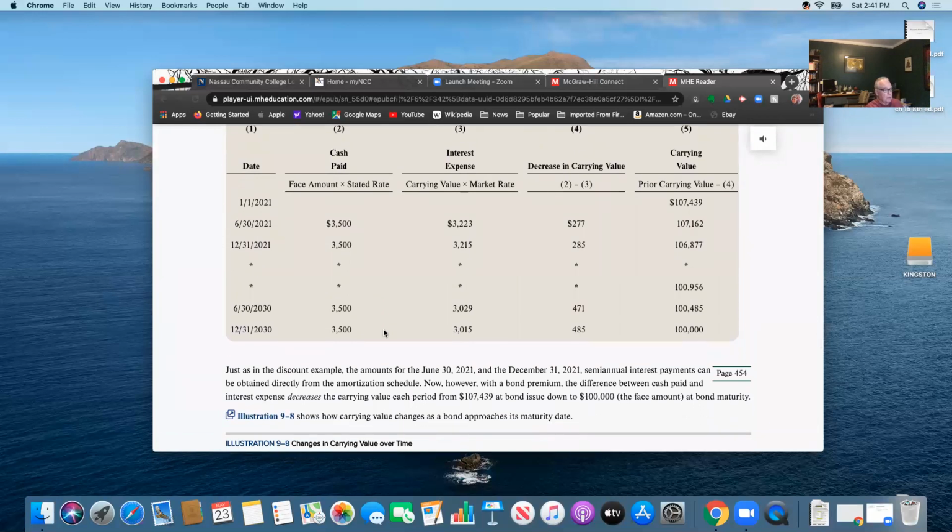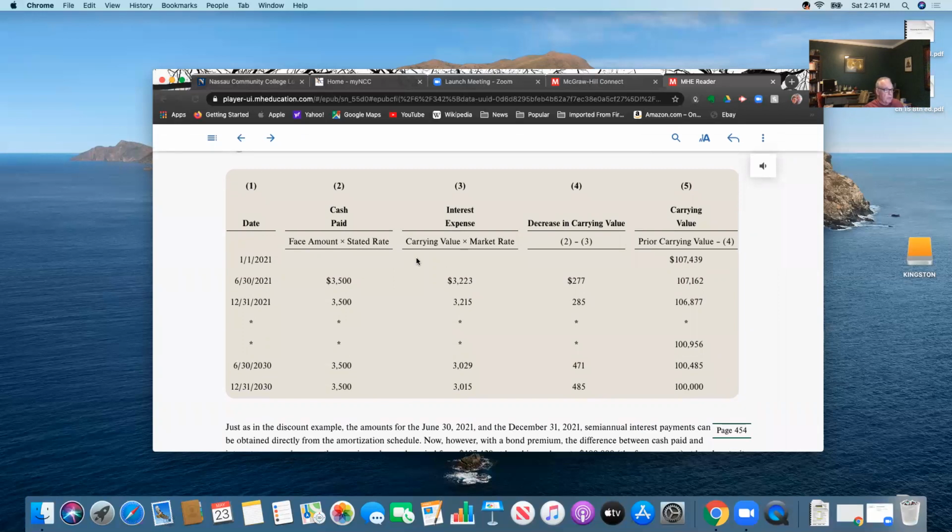So here's what it would look like in a table. And when we do homework, we're going to do this table, right? You're going to see what it looks like. So you've got your column for date, just like before. You've got your column for cash paid, just like before. Face amount times stated rate. That's 7%, right? Interest expense based on market rate. The market rate was 6%. Carrying value times 6% times 1/2. Right, so that gave us 3,223.